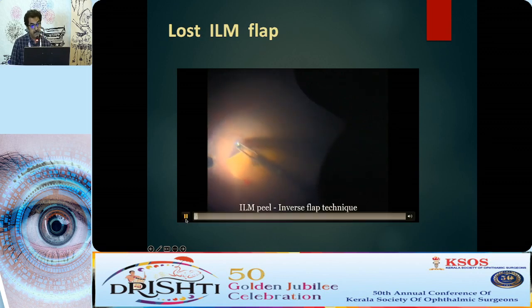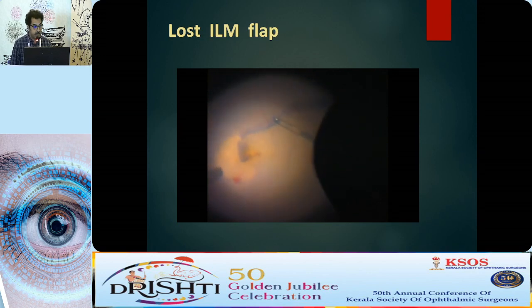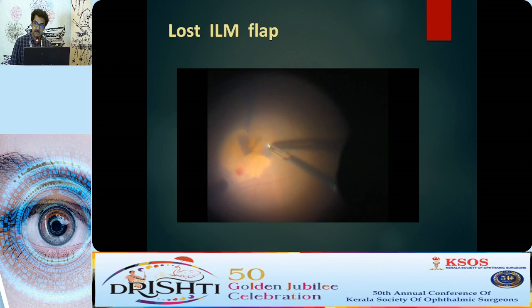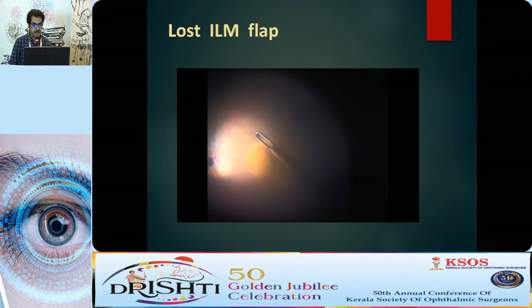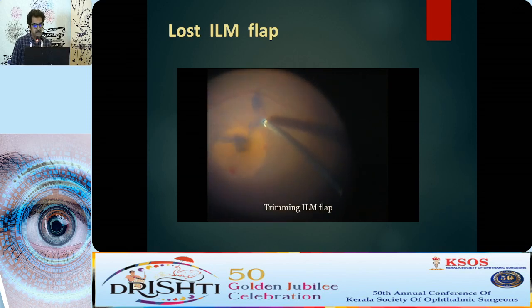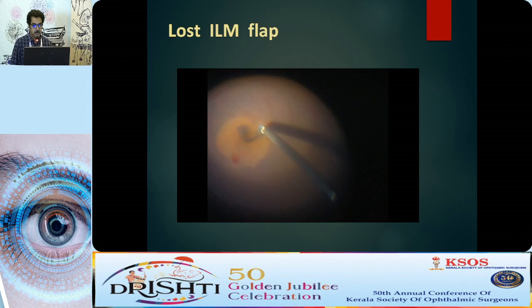This happened after I did fluid air exchange. Once you do an inverse flap technique, and then you fill it with air, and then you exchange it with C3F8. Now, this I was doing really well. You can see I'm peeling, putting it in the center of the hole. Everything is okay. Now, I'm trimming the flap, because you don't want a big flap. You trim it with a cutter so that it remains in the center. Now, also it's okay. Yeah, it's staying. Now, I fill it with C3F8.